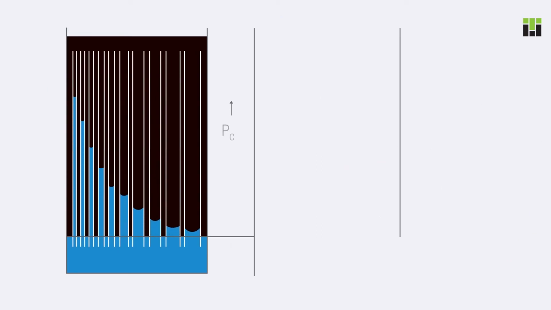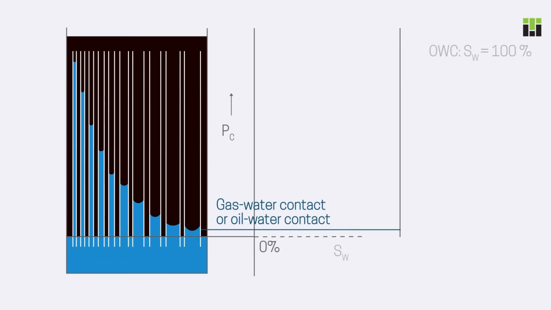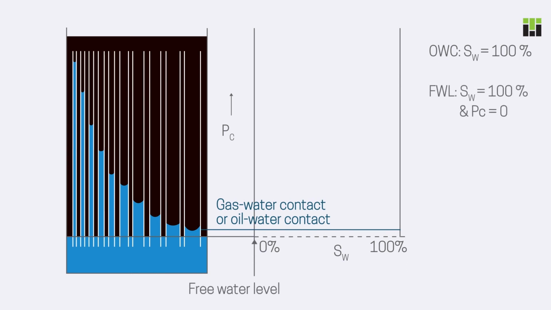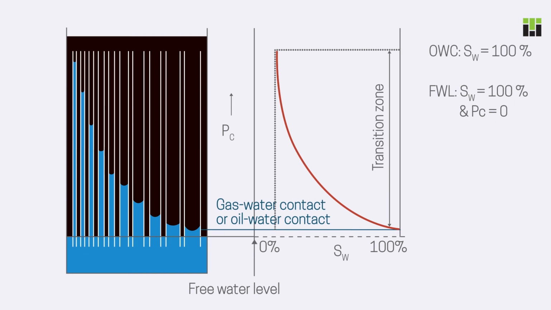And the final example: oil-water or gas-water contact is the minimum depth at which we observe 100% water saturation. There is another parameter called free water level, the depth at which we observe 100% water saturation and zero capillary pressure. Above this level lies the so-called transition zone. There, water saturation changes from 100% at the oil-water or gas-water contact to the minimum water saturation equal to connate water saturation.